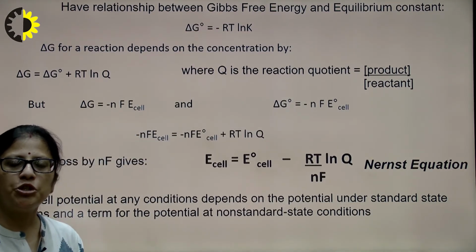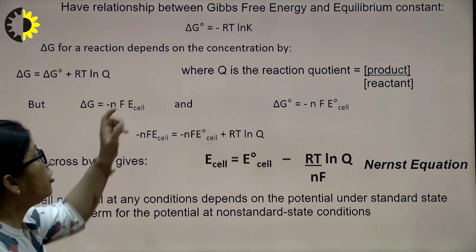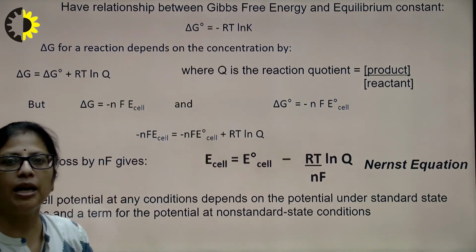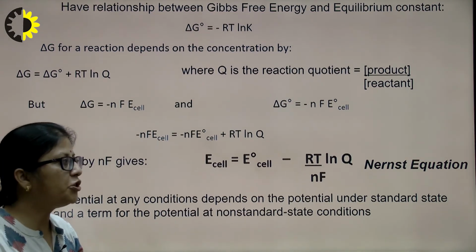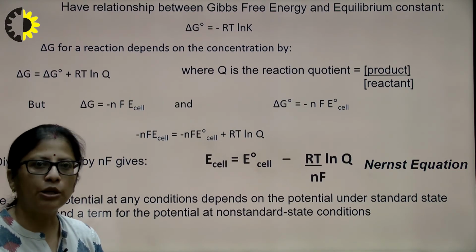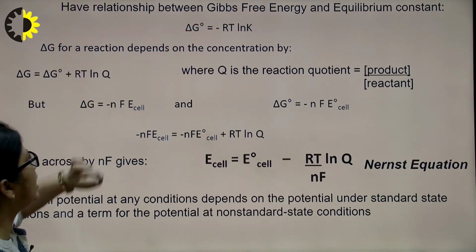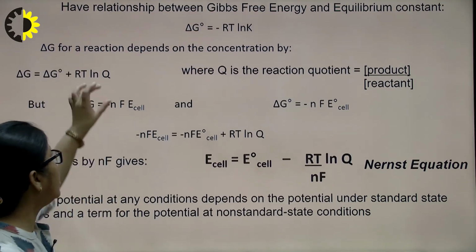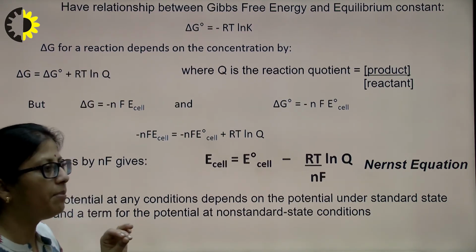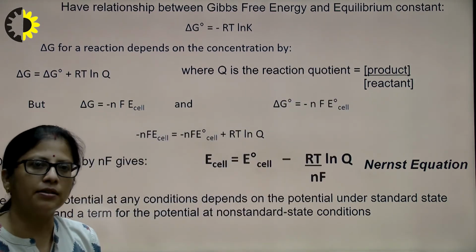Now we have a relationship between Gibbs free energy and the equilibrium constant. Delta G naught is equal to minus RT ln K, where capital K is the equilibrium constant. And delta G for a reaction depends on the concentration by the equation delta G is equal to delta G naught plus RT ln Q, where Q is the reaction quotient, given by the concentration of the products divided by the concentration of the reactants.